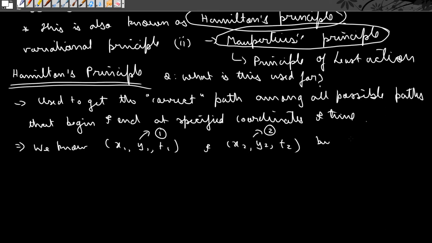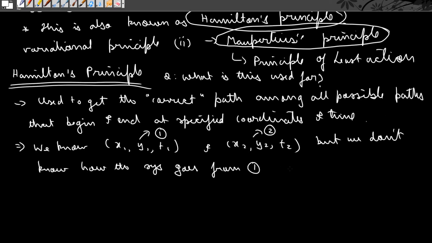We don't know how the system goes from point 1 to point 2, because there are many possibilities. Among these possibilities, only one of them is the actual path which is followed by the system to go from point 1 to point 2.